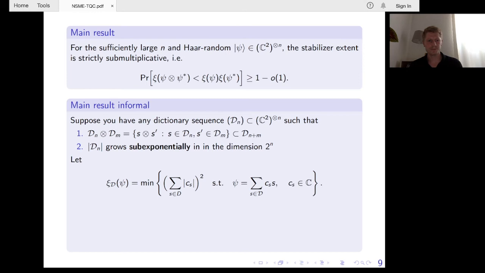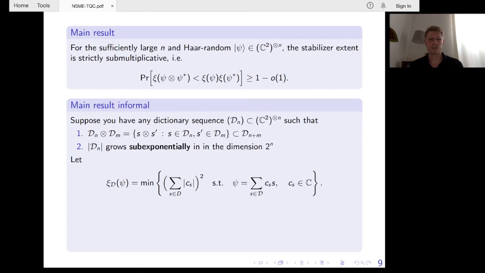First of all, D_n is closed under taking tensor products. So if I take two words of smaller dimension and I tensor them, then I get a word of larger dimension that also lies in our dictionary sequence. And the other property that stabilizer states also satisfy is that the cardinality of D_n grows sub-exponentially in the dimension 2^n. And now we can associate an extent with respect to this dictionary sequence, and it's defined exactly as the stabilizer extent.